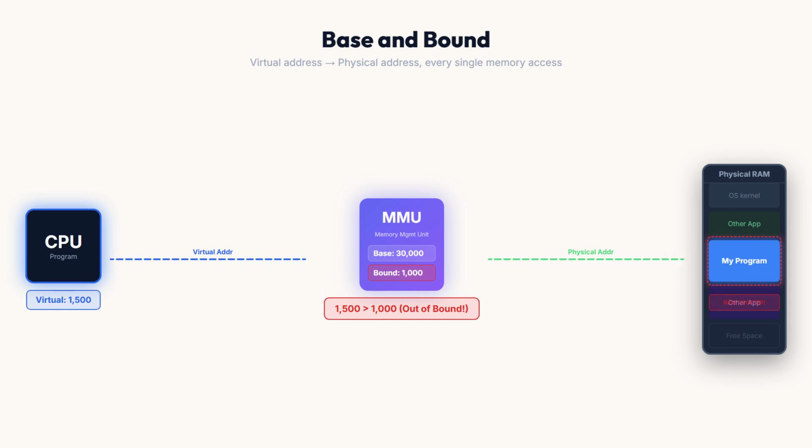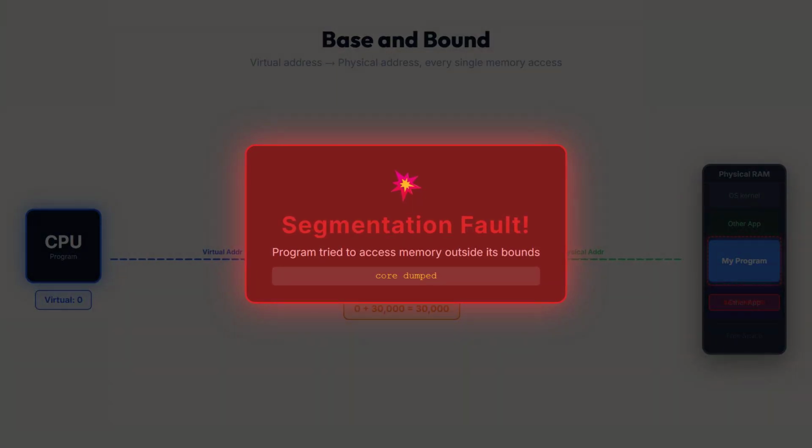Maybe it's a simple programming bug, maybe it's corrupted code, or maybe it's trying to steal data from another program. It doesn't matter. The CPU immediately blocks the access and raises a hardware exception, a segmentation fault. Execution stops instantly and control is handed back to the operating system, which usually kills the offending program on the spot. This actually changed computing forever.